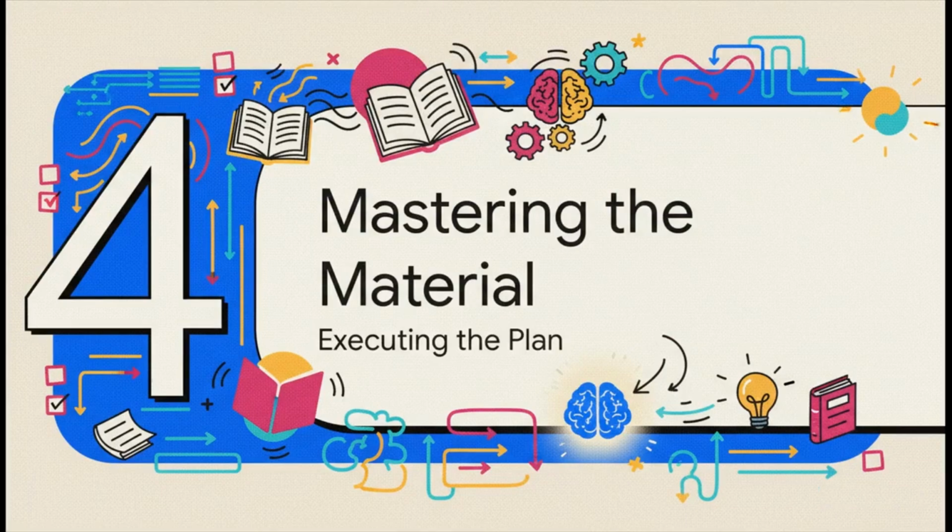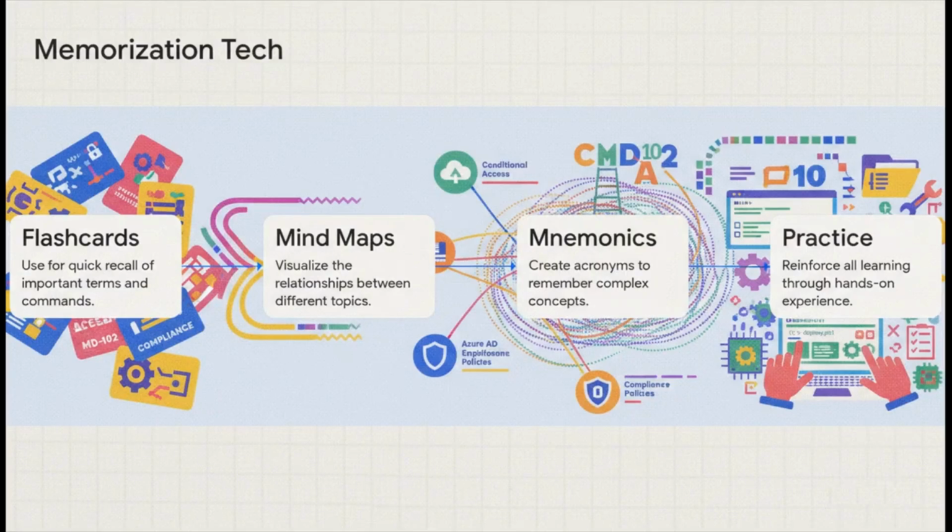Okay, so you've got your resources, you've got your strategy. Now let's talk tactics. How do you take all of this dense information and actually lock it into your long-term memory so it's there when you need it? So don't just read and reread. That's not going to cut it. You need to be active. Use these 4 proven techniques. Flashcards are perfect for drilling specific terms and settings. Mind maps, those are amazing for seeing how different concepts like compliance policies and conditional access all connect together. And of course, nothing, and I mean nothing, beats constant reinforcement through hands-on practice.